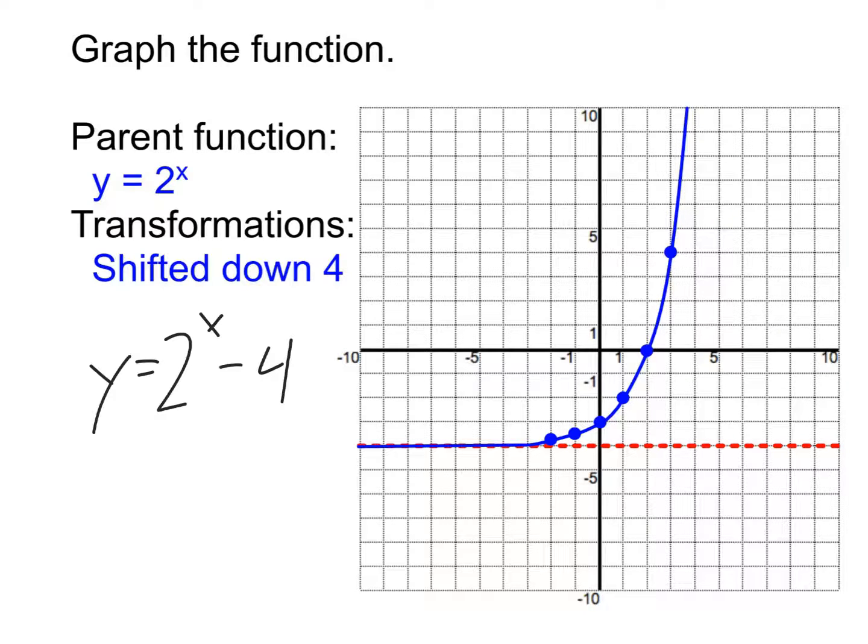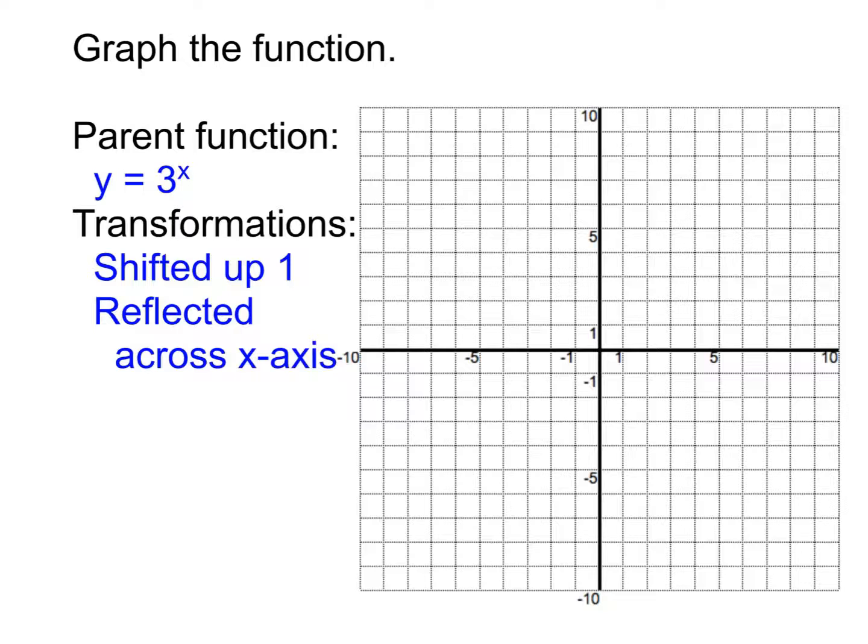All right, I want to practice that again here. So here I'm telling you the parent function is y equals 3 to the x, and there's 2 transformations in this case. It's shifted up 1 and reflected across the x-axis. Please make the graph.